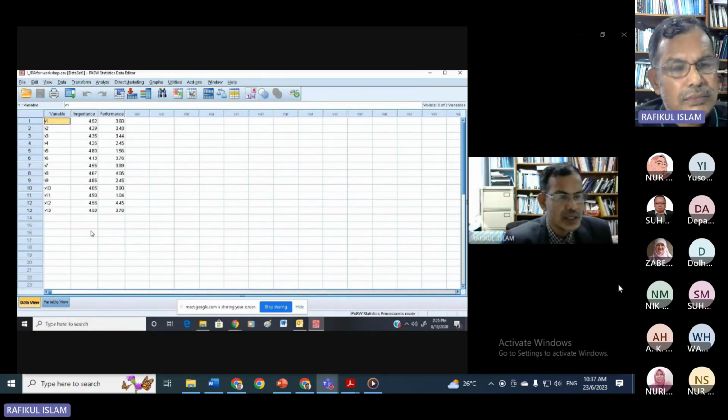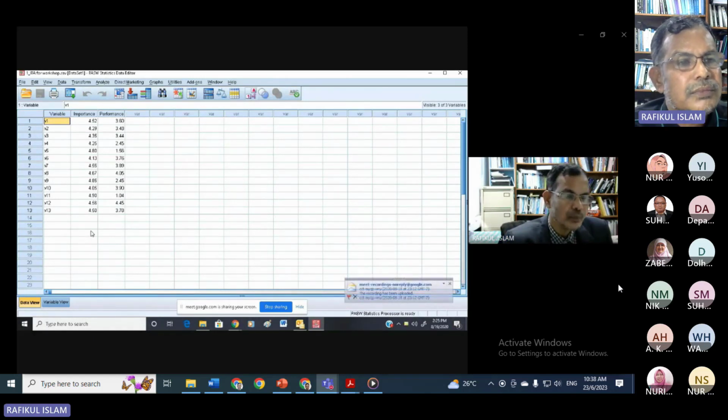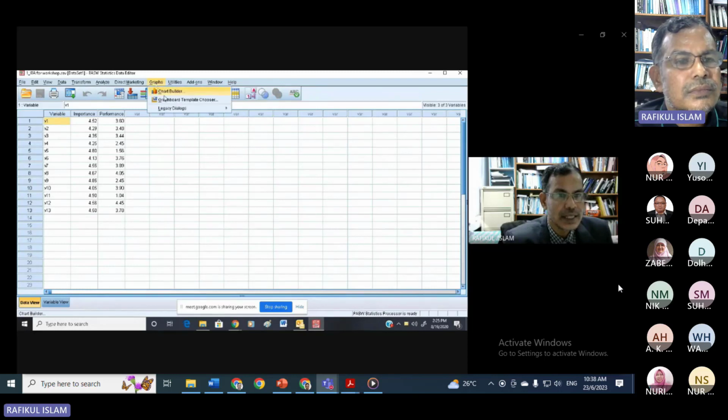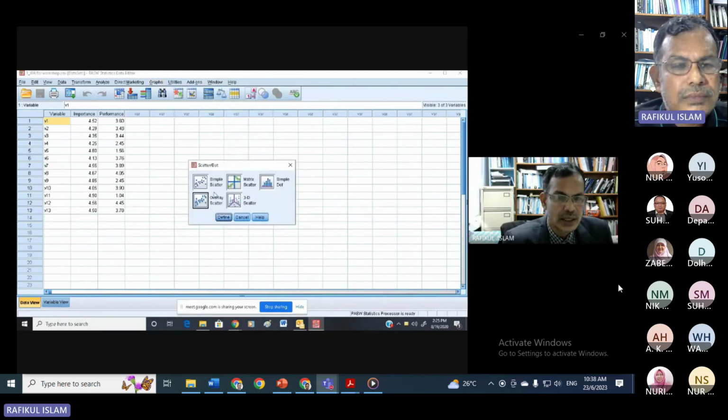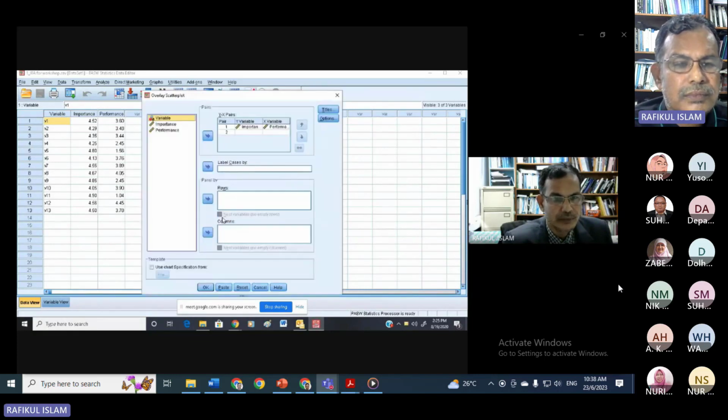Now, how do we use this data to generate an importance performance map? That's what I'm going to address in this video. Firstly, we need to click on Graphs, then Legacy Dialogs. Legacy Dialogs has many options. Our relevant option is Scatter/Dot. So we click here, and here also we have multiple options. Our relevant option is Overlay Scatter. So we click Overlay Scatter and then we click Define.